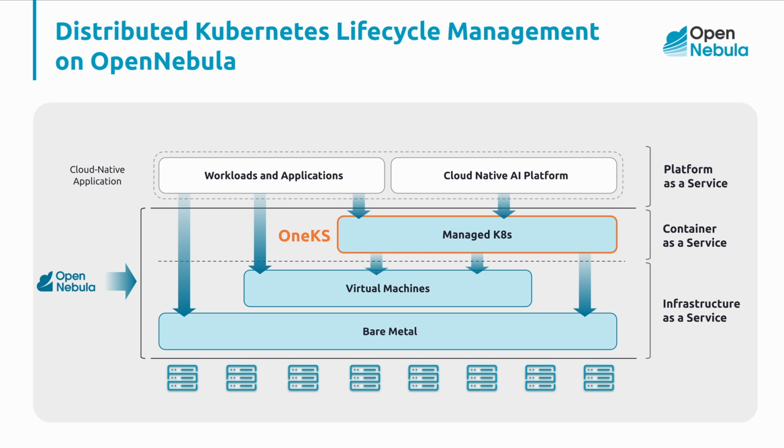Here we can find the role of OneKS inside the OpenNebula stack. At the bottom, OpenNebula provides the infrastructure layer. It manages the underlying virtual machines, bare metal resources, and infrastructure abstraction. Above that, OneKS provides the managed Kubernetes layer. It turns infrastructure capacity into ready-to-use Kubernetes clusters. At the top, users can run their cloud-native applications, AI workloads, and other containerized services without having to manage all the underlying provisioning details manually.